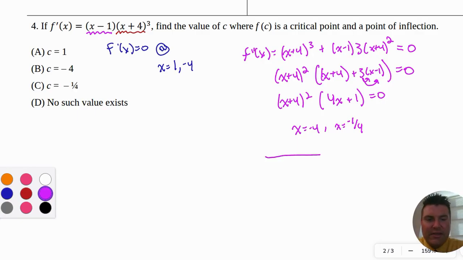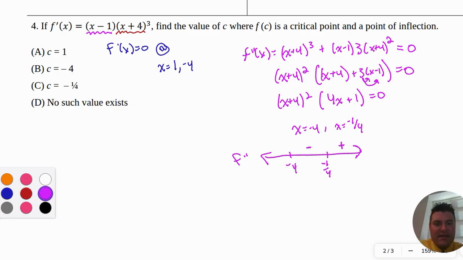So let's go ahead and make my sign chart. Negative 1/4 is right here. Negative 4 is right here. My right end behavior is positive because all my x's are positive. I do change signs there at the 4x plus 1 factor, because it's got a degree of 1, so we change signs.